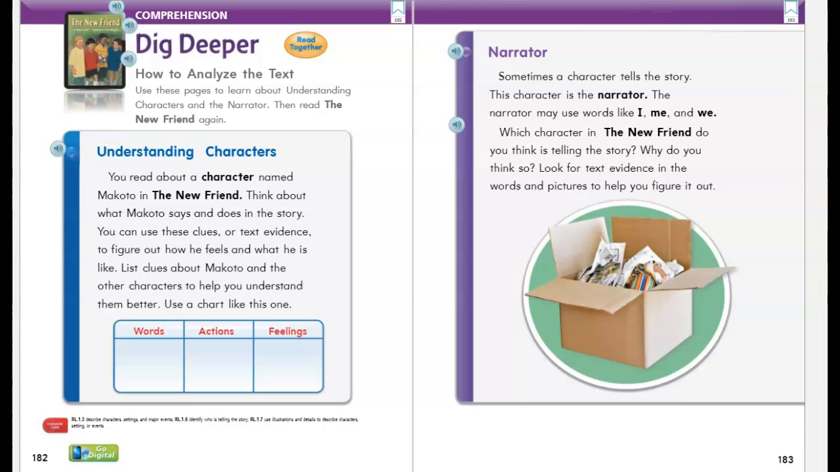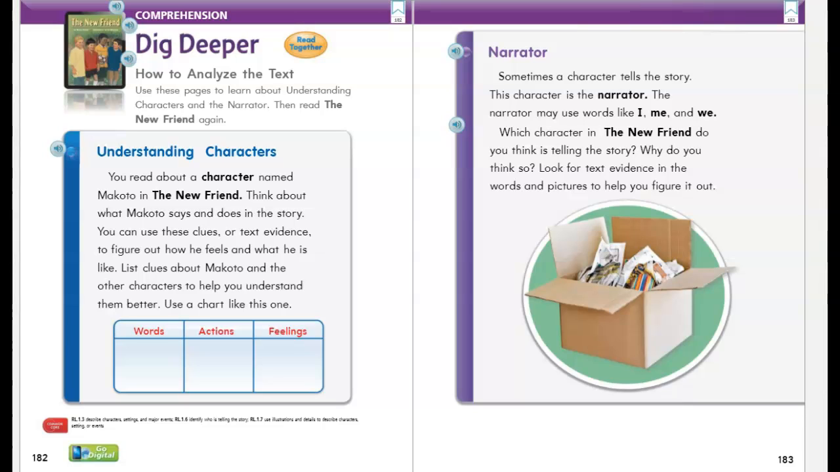Another skill we need to talk about is the narrator. Sometimes a character tells the story. This character is the narrator. The narrator may use words like I, me, and we. Which character in The New Friend do you think is telling the story? Why do you think so? Look for text evidence in the words and pictures to help you figure it out.